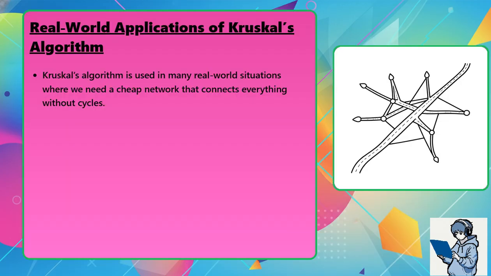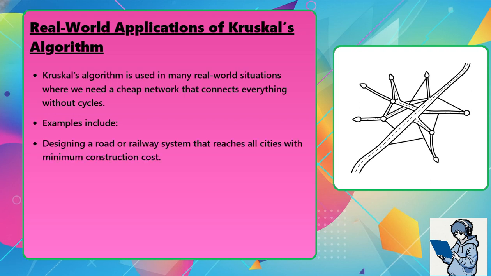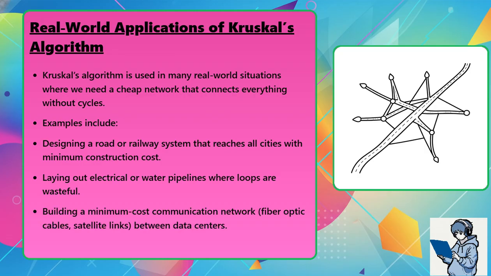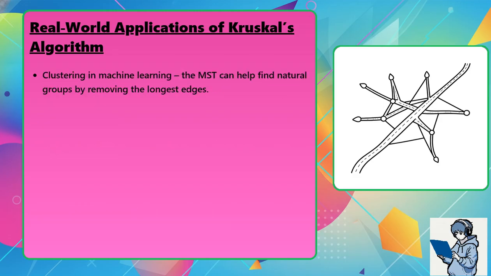Kruskal's algorithm is used in many real-world situations where we need a cheap network that connects everything without cycles. Examples include designing a road or railway system that reaches all cities with minimum construction cost, laying out electrical or water pipelines where loops are wasteful, building a minimum cost communication network, fiber optic cables, and satellite links between data centers. Clustering and machine learning, the MST can help find natural groups by removing the longest edges.